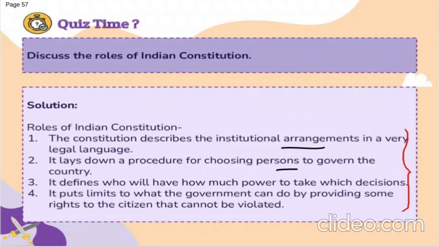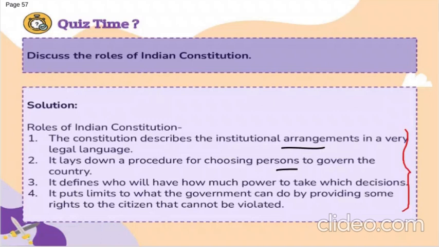All those things are in the Constitution. It defines who will have how much power to take which decision. It's not that a government can do whatever they want. No, who will have how much power and what they can do with that power, that is the rule.